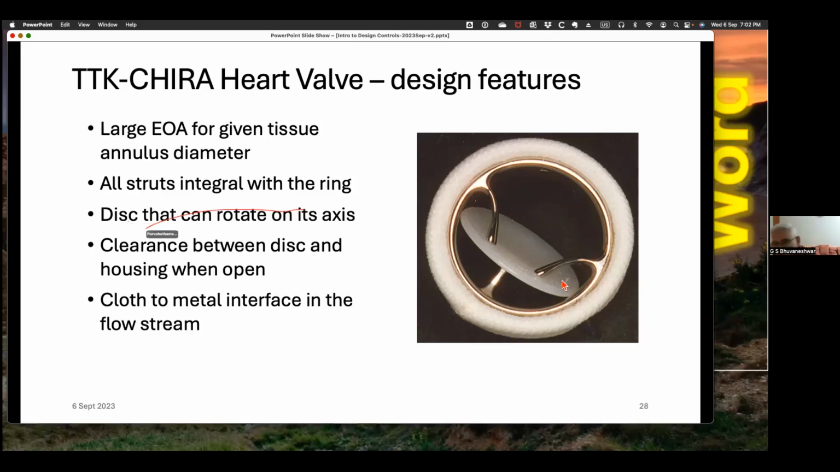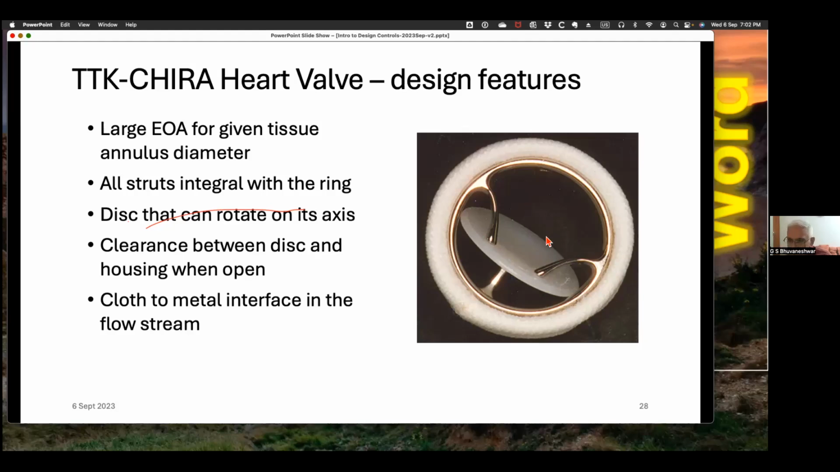And so in a 10-year lifetime, you're talking about 400 million cycles of opening and closing. So there's a huge amount of wear and tear. The valve is subject to enormous fatigue stresses and wear issues. So you need materials which are wear resistant. So we want to distribute the wear by having a disc that can rotate. And then we wanted clearance with the disc so that the blood flows.